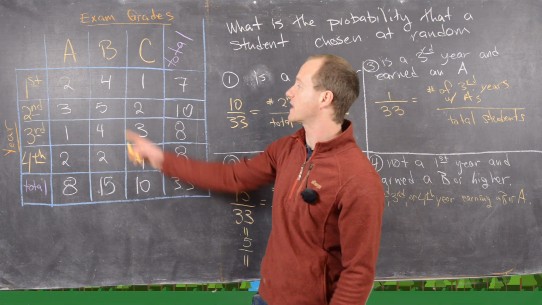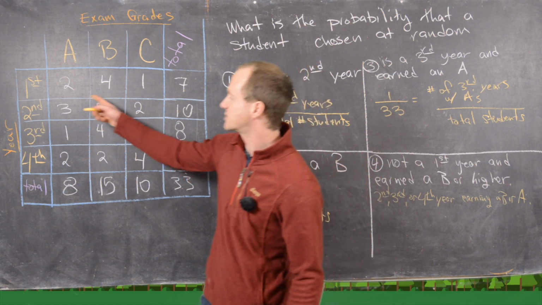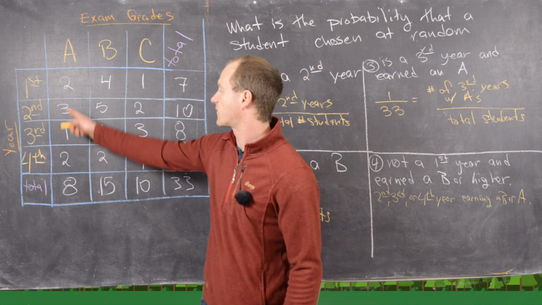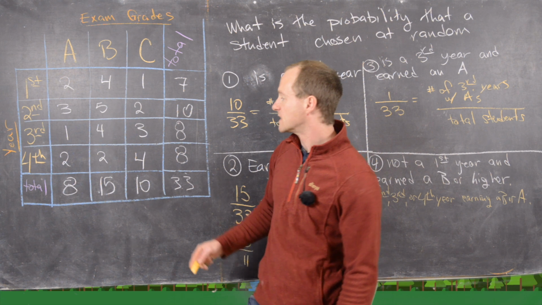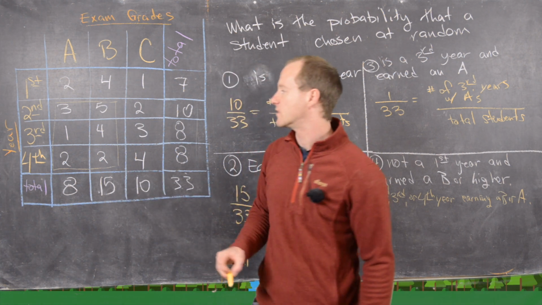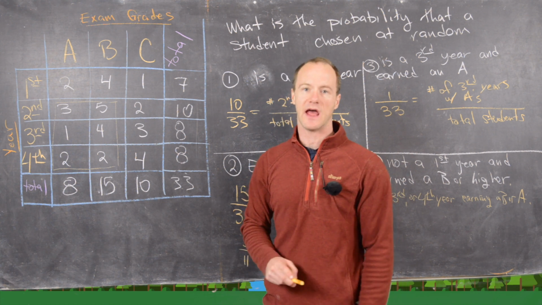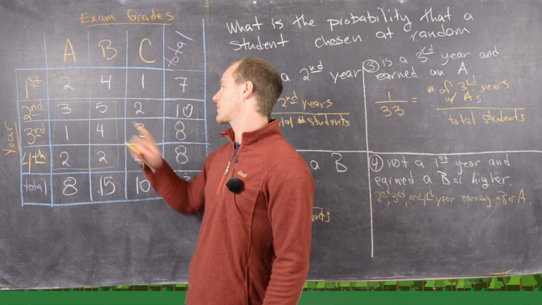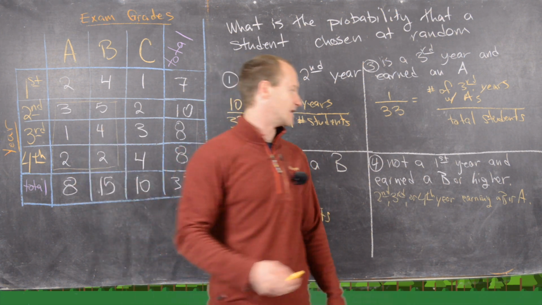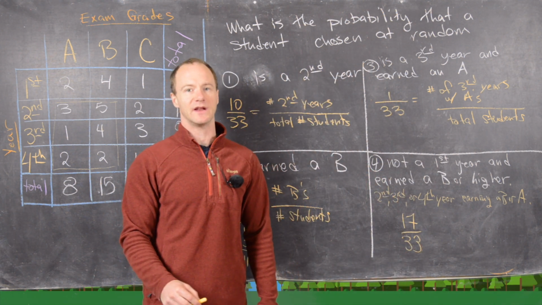So let's go ahead over here and look at this. Okay, so we're not interested in this first row at all. We're only interested in these last 3 rows and actually only the first columns from these last 3 rows. So notice what we'll end up doing is adding all of these numbers together. Those numbers represent everybody that is a second, third, or fourth year that's earning a B or an A. So let's see what we get there. We get 3 plus 5 is 8. And then 9, 13, 14, 15, 16, 17. So we have 17 over 33. That's our probability in this case.